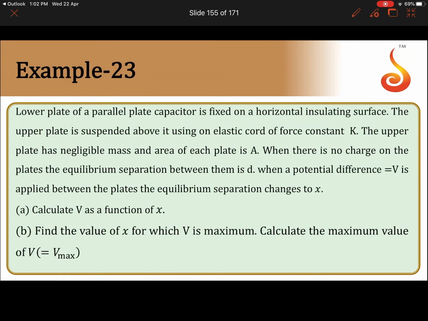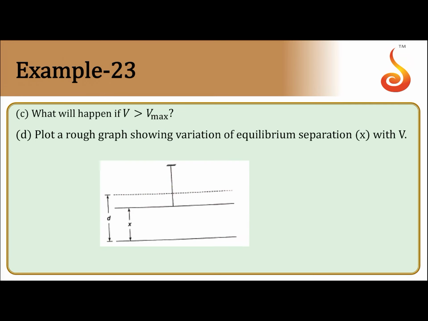This question is lower plate of capacitor is fixed on a horizontal insulating surface. The upper plate is suspended above it using an elastic cord of force constant K. The upper plate is of negligible mass and area of each plate A when there is no charge on the plates. Equilibrium separation is D when potential difference is V applied between the plates. Calculate V as a function of X. Find the value of X for which V is maximum. Calculate this. See what happens V greater than this. Plot a graph.